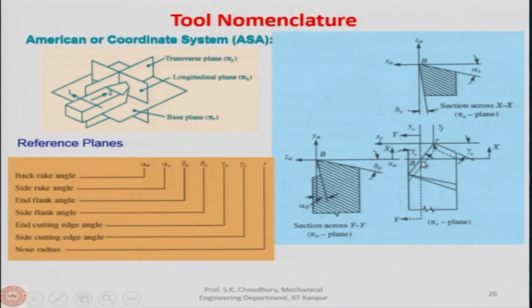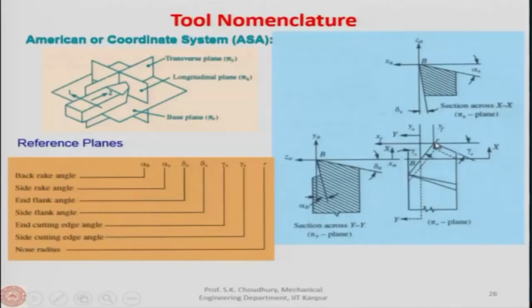So, three sets of angles: rake, flank and the cutting edge angles. There are 6 angles altogether, and another important parameter is the nose radius, this is the R. Normally the tool is not very sharp, because when the tool is sharp, like this, there will be a lot of stress concentration, and the tool may be broken and it can actually chip. So, that is the chipping of the tool.